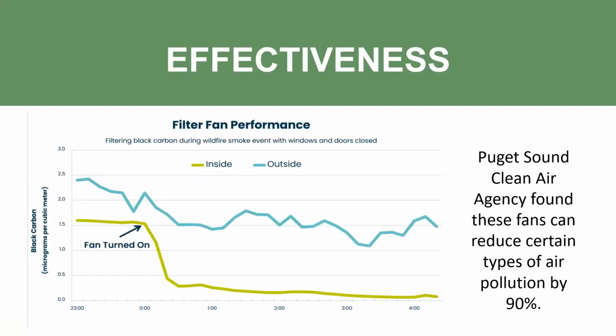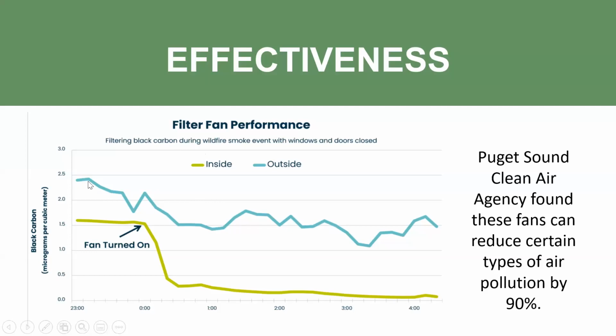In terms of effectiveness, we know that can be a concern for many people since it is just a DIY and it doesn't look nearly as robust as some of those HEPA filters, but the Puget Sound Clean Air Agency found that these fans can actually reduce certain types of pollution by up to 90%. So this test was done during a wildfire smoke event when the windows and doors were closed, and they filtered and counted black carbon during this. So you may think of soot when you think of wildfire smoke, and that's one of the things that they were measuring here.